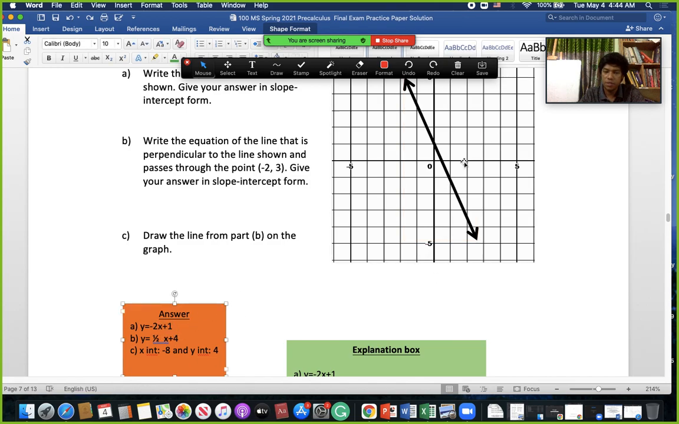Minus 2x plus 1, where 1 is the y-intercept and the slope is negative 2, because you see the rise is minus 2 and the run is 1 here. The run is 1 and the rise is minus 2, because it goes down. So rise over run means minus 2 divided by 1, so we have minus 2 here. Then we need to find the perpendicular line.